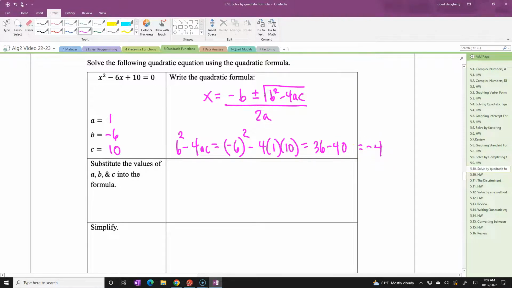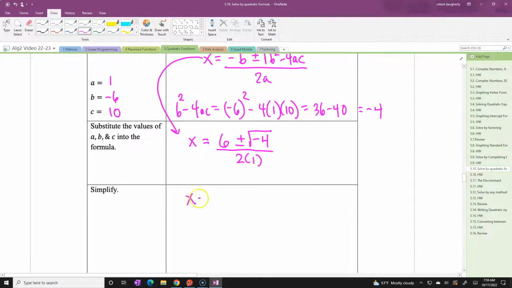This is 36 minus 40, which is negative 4. So now, when I substitute in the quadratic formula, x is equal to negative b, that's 6, plus or minus the square root of b squared minus 4ac, which is negative 4, over 2a. So this is x equals 6 plus or minus the square root of negative 4, which is 2i, over 2.